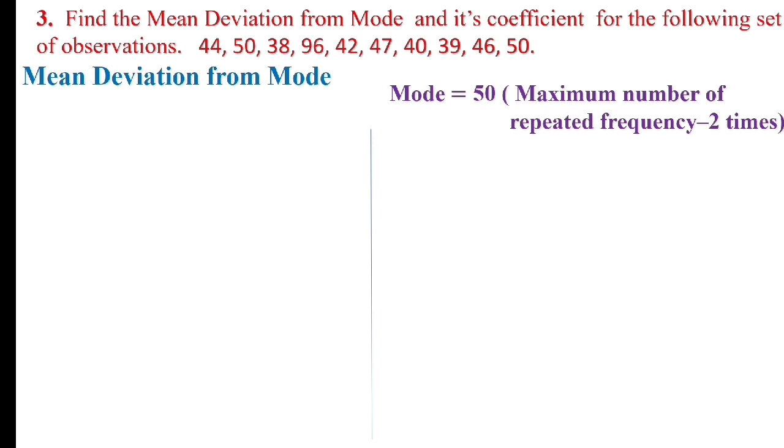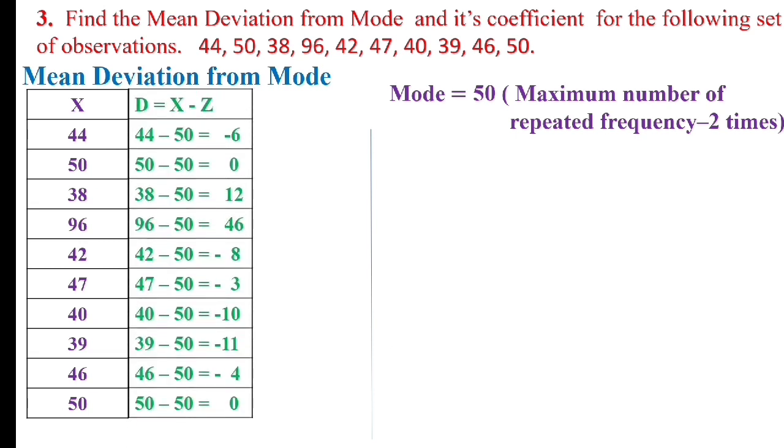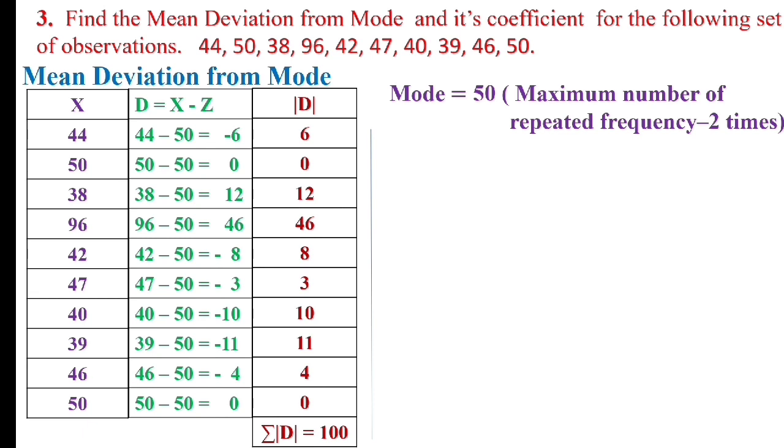Then x will be written in this vertical format, and then D will be considered as x minus mode. 44 minus 50 is minus 6, 50 minus 50 is 0, 38 minus 50 is minus 12, 96 minus 50 is 46, 42 minus 50 is minus 8, 47 minus 50 is minus 3, 40 minus 50 is minus 10, 39 minus 50 is minus 11, 46 minus 50 is minus 4, 50 minus 50 is 0. So this positive and negative value will be considered only as positive value in the next column. D is 6, 0, 12, 46, 8, 3, 10, 11, 4. So the total of this D equals 100.